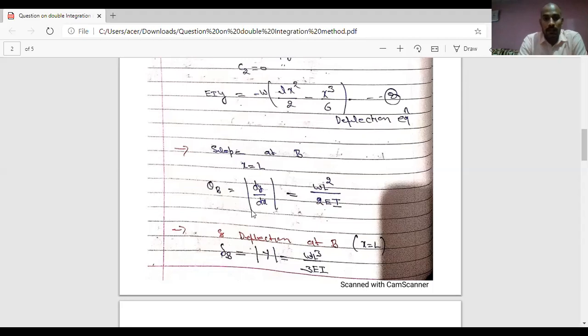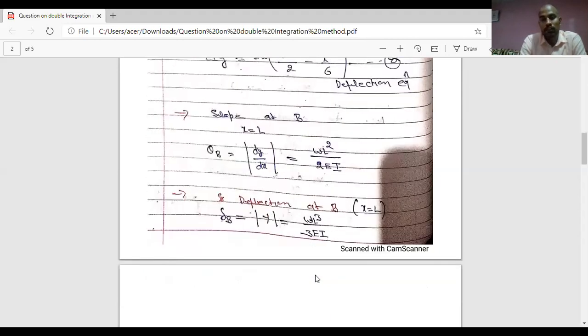Same value of x equal to L, put in the deflection equation, equation number 2. Here we find the deflection WL cubed by EI. This is our question.